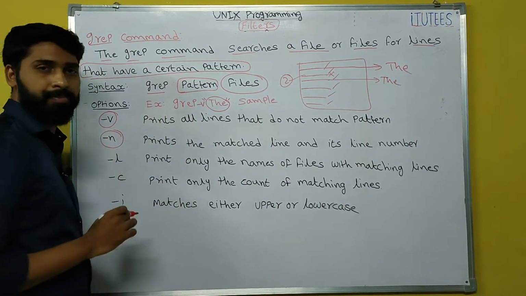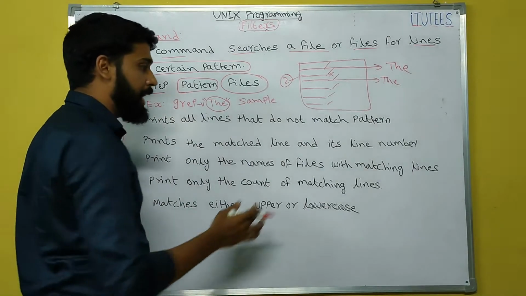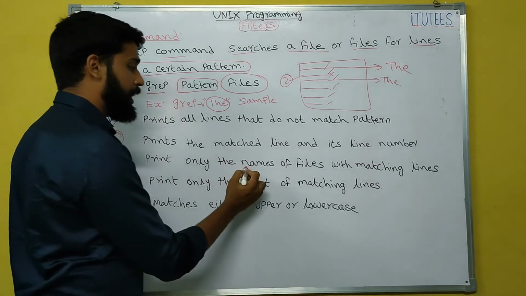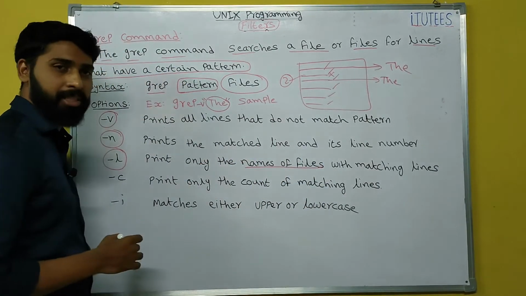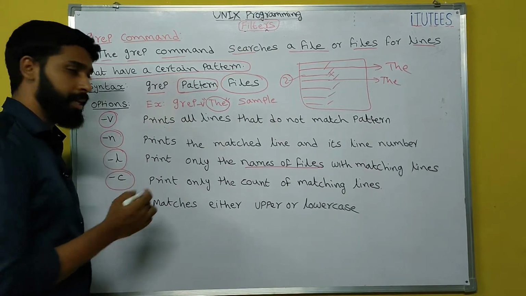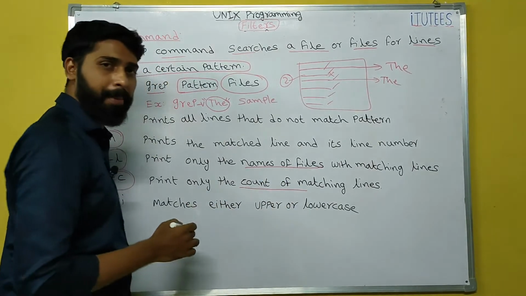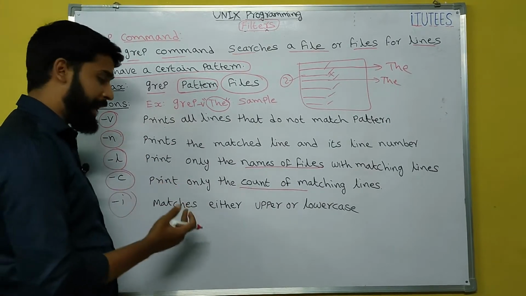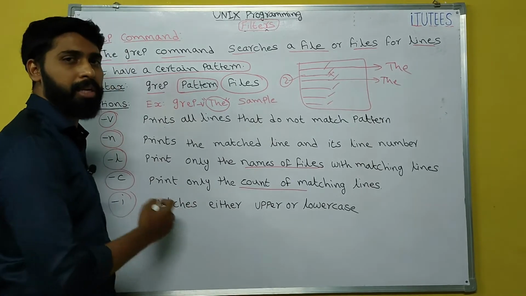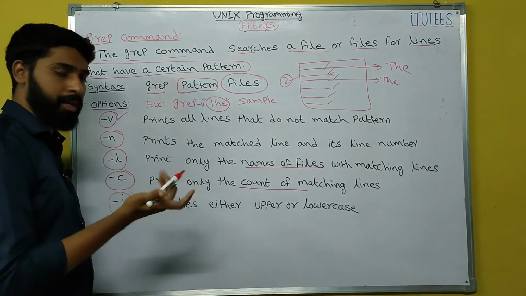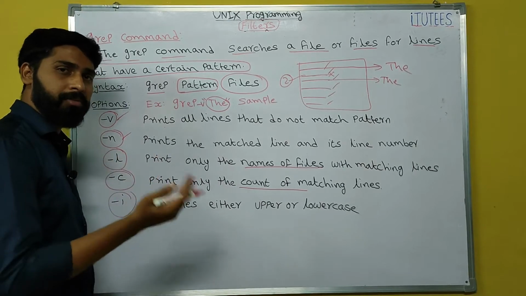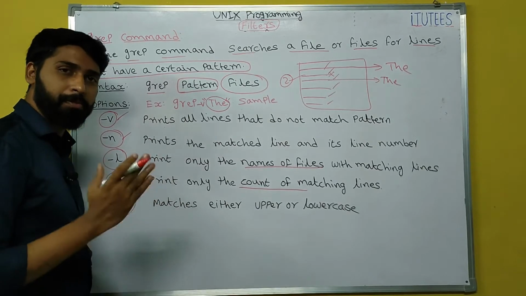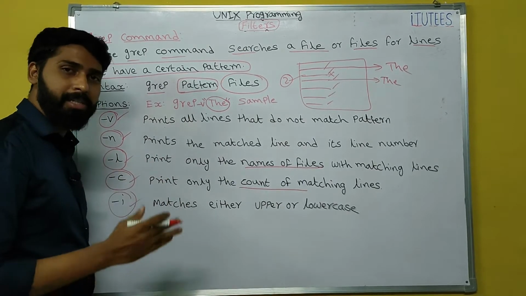The -n option prints the matched lines and their line numbers. The -l option prints only the names of the files with matching lines. The -c option prints the count of the matching lines, that is, how many lines match the pattern. The -i option matches either upper or lower case, that means ignore case. So -v means reverse, -n means print line number, -l means print file name, -c means print count, and -i means ignore case.